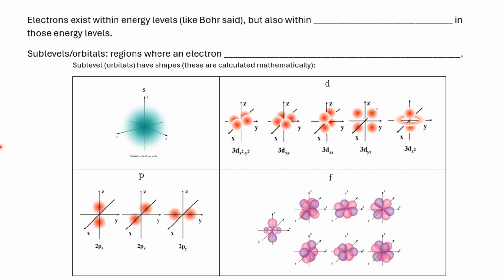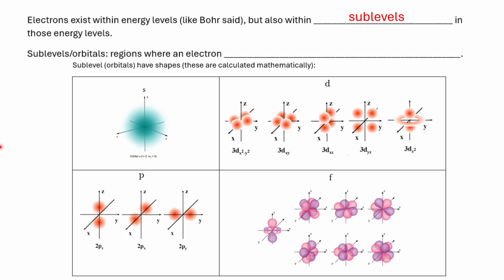So electrons exist not only within energy levels, like Bohr said, he wasn't wrong, but there's also an added level of complexity, which we kind of looked at with the POGIL that we did. So they also exist within sublevels in those energy levels. Just like a building might have floors, but also on those floors it has rooms, sort of just subdivisions of a larger division.